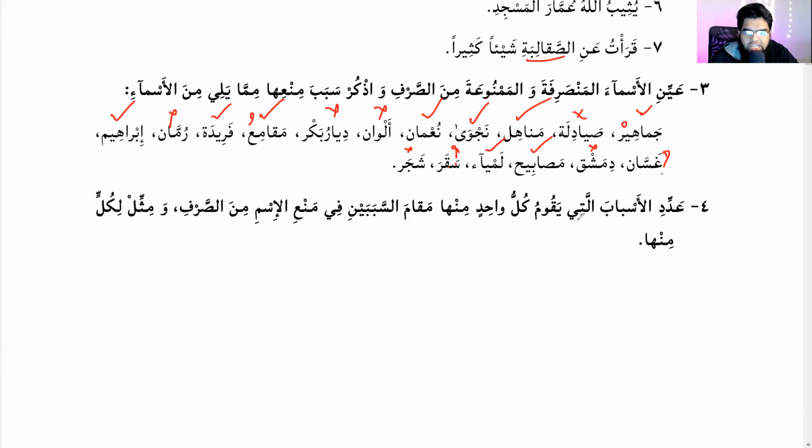كم عدد الأسباب التي يقوم كل واحد منها مقام السببين في علم الصرف ومثل ذلك. So he's asking us what takes the place of two causes. So plurals, right? منتهى الجموع, مصابيح, and so on. ومثل لكل منها, and give examples. So we were not sure about Ghassan and Sakhar. But the rest we should be clear about, right? So you have to go back to this lesson for identifying a word as a diptote. These two lessons help you.